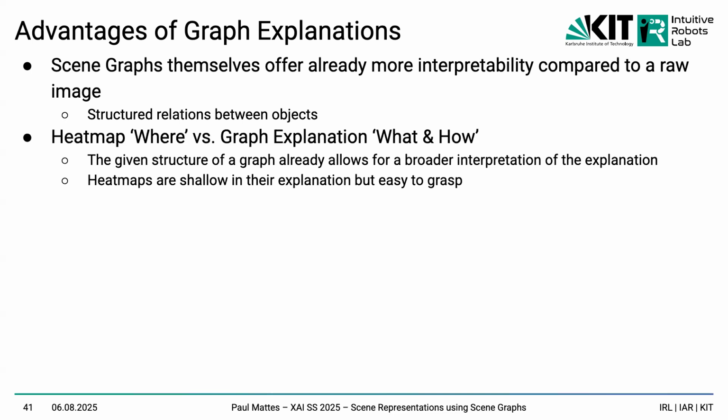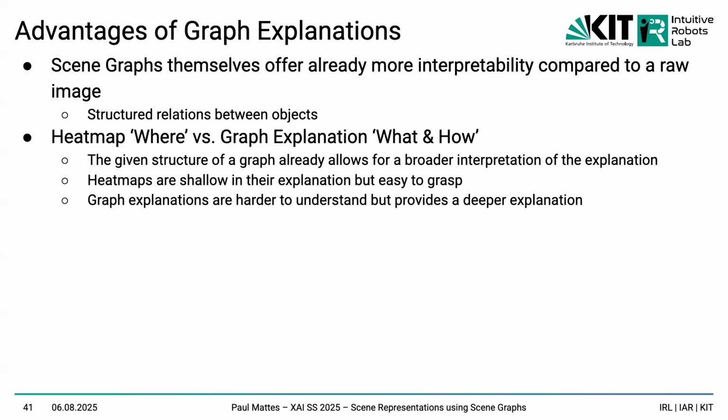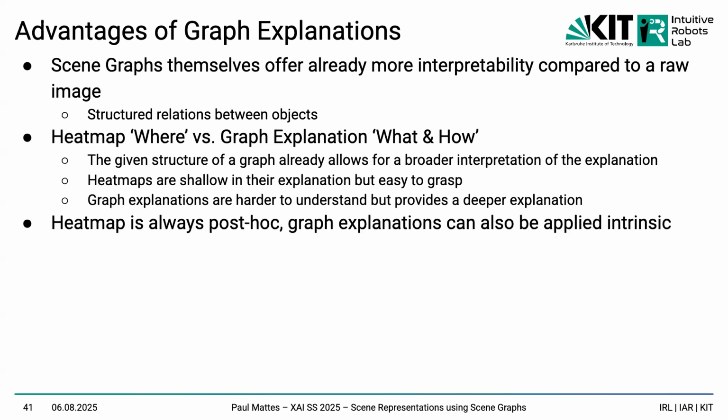Heat maps are easy to grasp, but are rather shallow. And graph explanations are a little bit harder to understand, but give you a deeper explanation, just because, as I already said, of their structure. And heat maps are post hoc, and graph explanations can be applied also intrinsically.